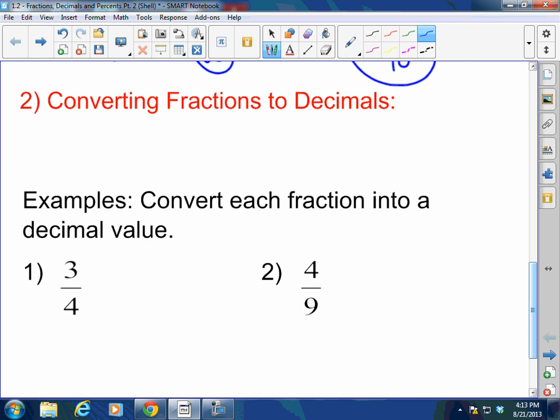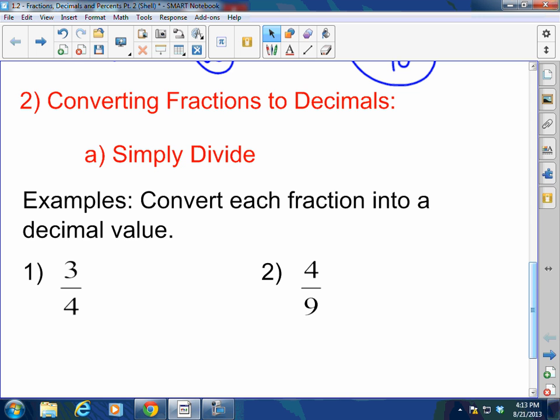Converting fractions to decimals. This one's very simple as well. Convert each fraction into a decimal. How? Simply divide. Literally. I mean literally. 3/4. Well, I'm going to turn that into a decimal. Sometimes decimals will be terminating, sometimes they will be repeating. In this case, it will be terminating.